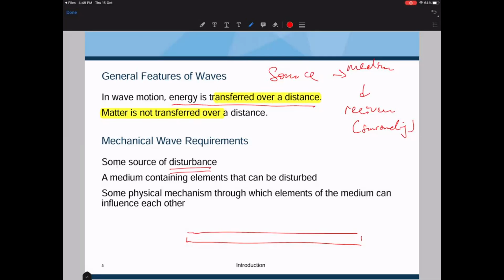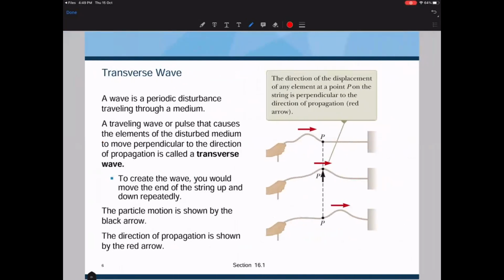The other way to categorize the waves is according to how the energy is transmitted and how the particles are moving in the medium. So this comes to the transverse wave and the longitudinal wave. The transverse wave is something shown here. You have, say, a piece of string tied to a wall, and you hold the string on the other side. You move the string up and down.